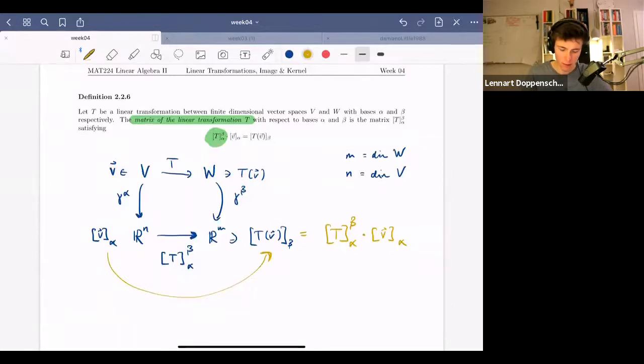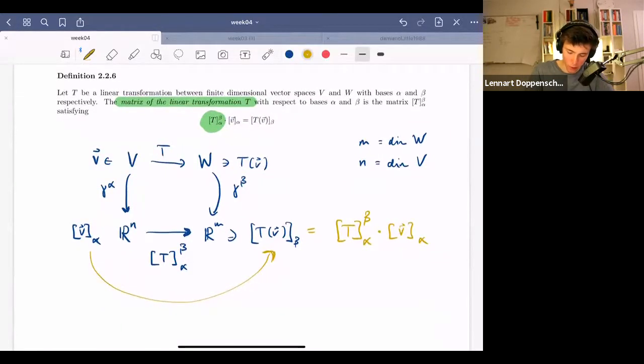Yeah, the subscript and superscript here is that we always imagine we want to go from bottom to top. So the starting point is alpha, and then the superscript is the one in the target.